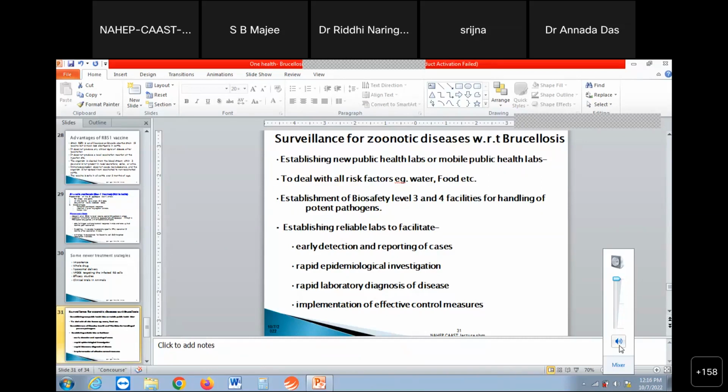Then establishing reliable labs at regional areas for early detection and reporting of cases. That means the primary labs. Then rapid epidemiological investigation, so good epidemiological laboratories, that is the secondary labs, like disease investigation sections, who would be doing a rapid epidemiological investigation, having rapid laboratory diagnosis of the disease in the preliminary labs as well as in the tertiary labs, and implementation of the effective control measures once all these are in coordination.